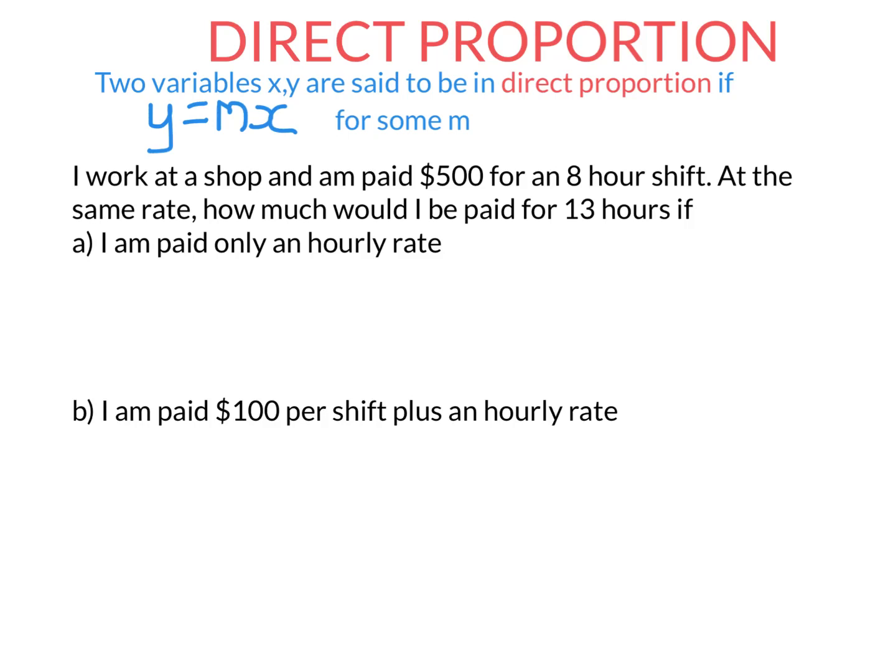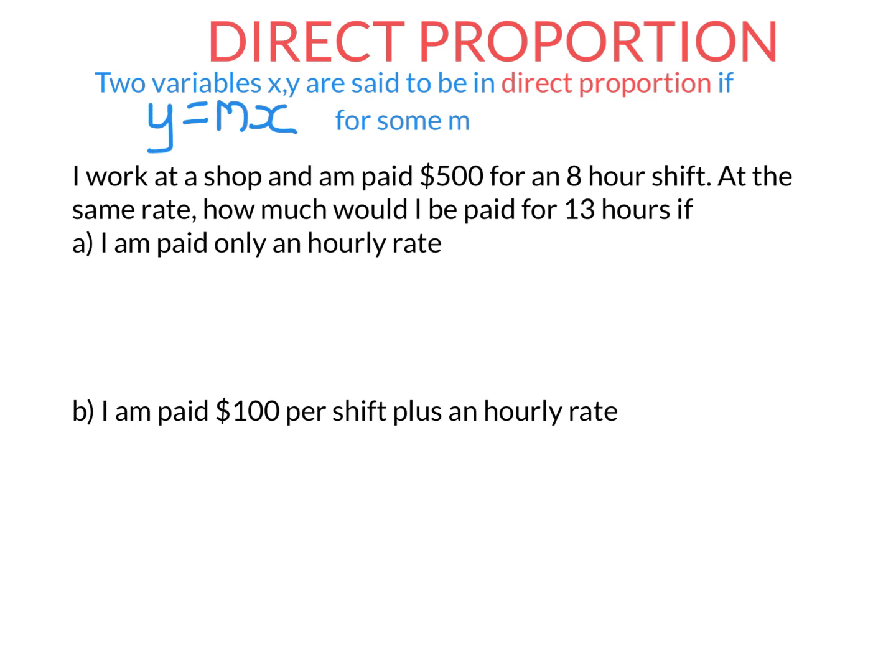Thank you so much for tuning into this video in which we will look at direct proportion. Two variables, x and y, are said to be in direct proportion if y equals mx for some m. What that means is they're in direct proportion if one of the variables is just a multiple of the other. And of course, I chose m here because we know m as the gradient. It's the rate of change. It tells us how much y increases or decreases when x increases by 1.